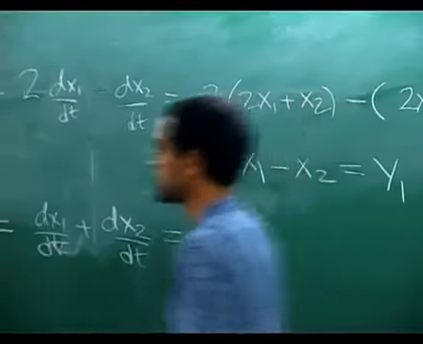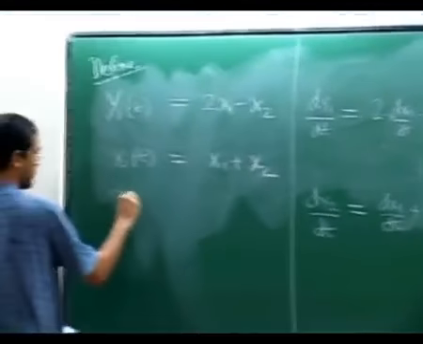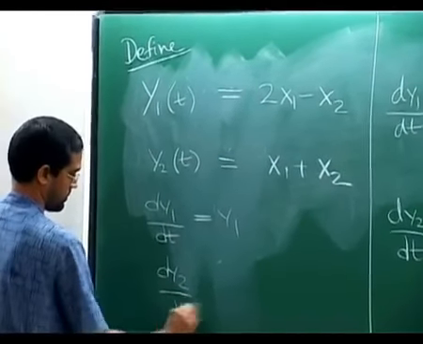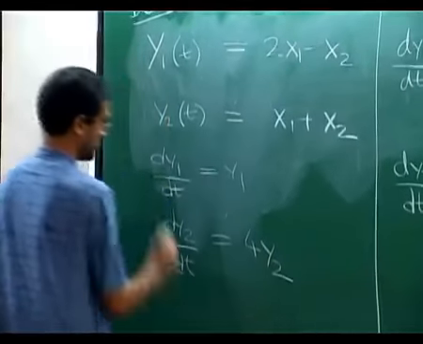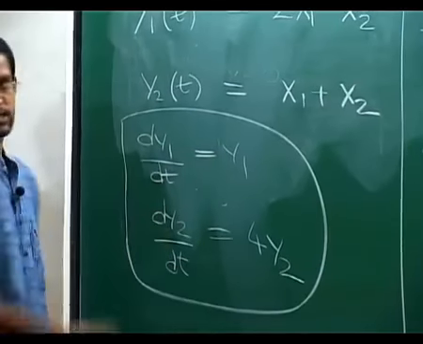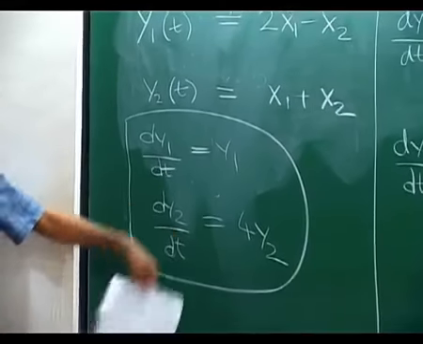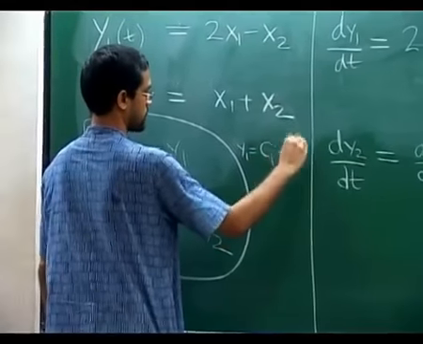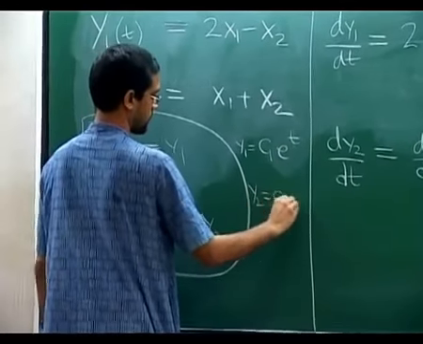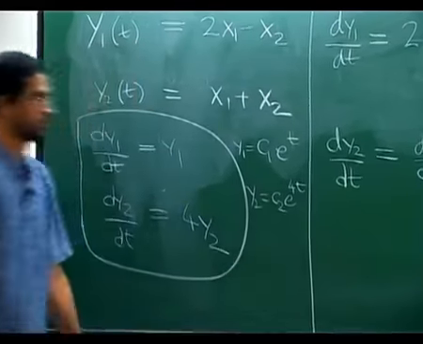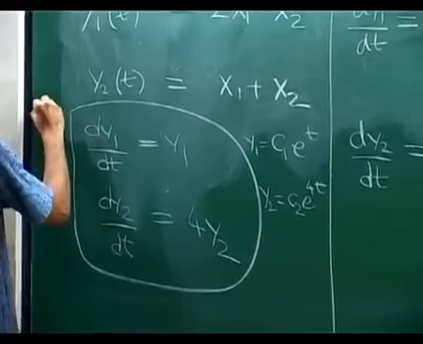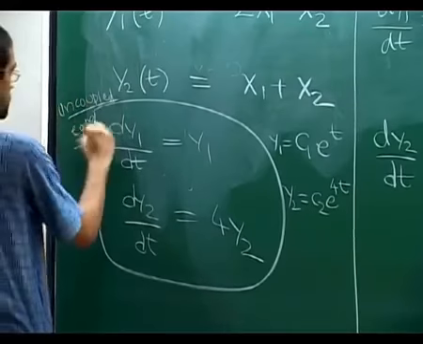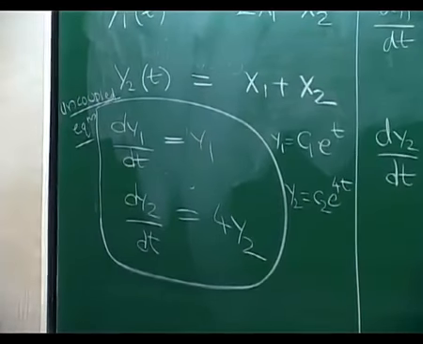So I now have a new system of equations: dy1 dt is y1, and dy2 dt is 4y2. Those are my new equations, which means I can solve them instantaneously. y1 is some constant times e to the t, and y2 is some constant times e to the 4t. So these are now uncoupled. We have managed to uncouple a coupled system of equations.